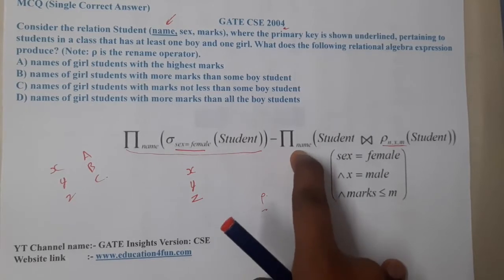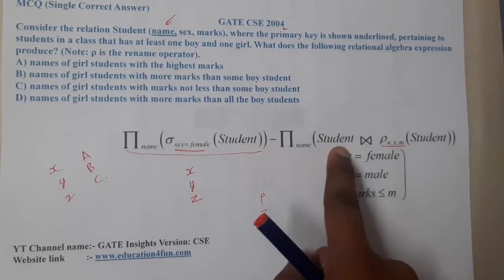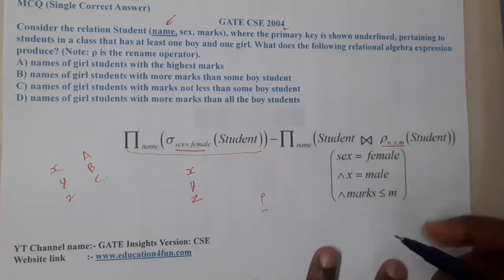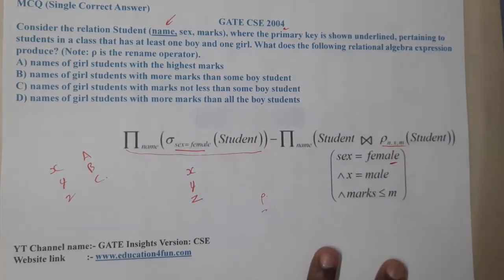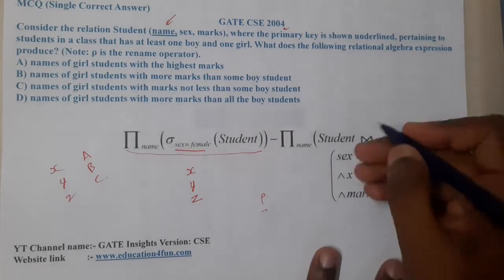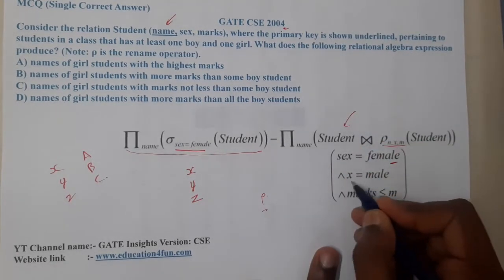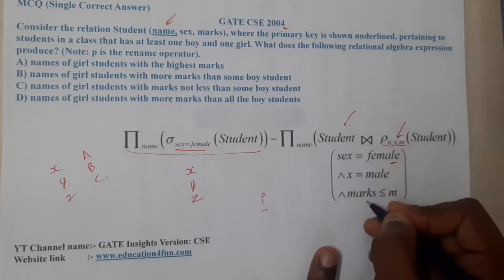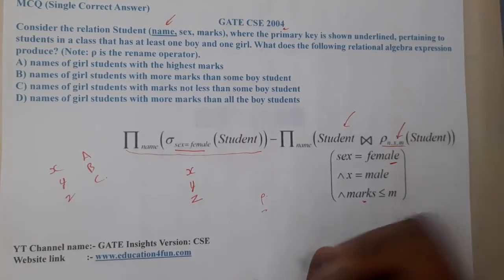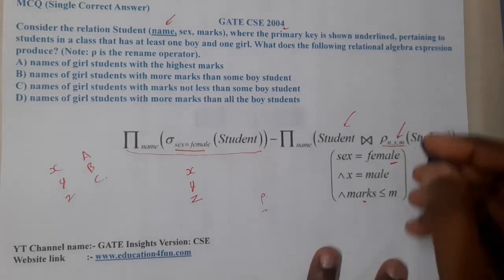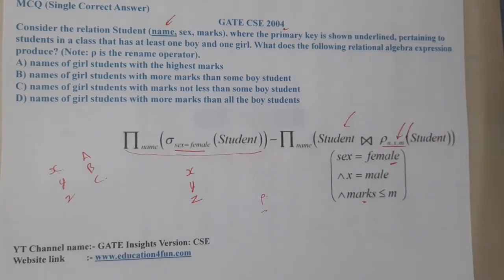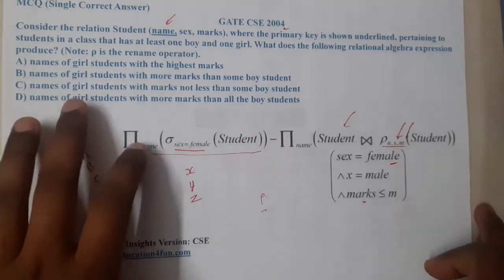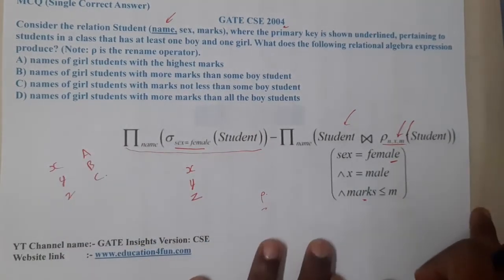Here also we are trying to print the names of students, combined with the students where sex is female. So here also we are checking for female students in this table and in the other we are selecting male students, where marks is less than or equal to M. So I think we are indirectly searching for the highest marks. I think I understood what they are trying to do.